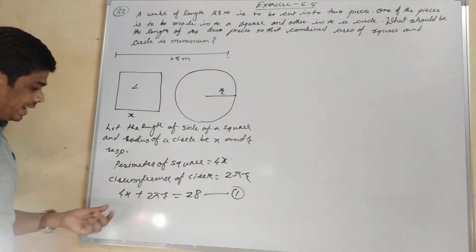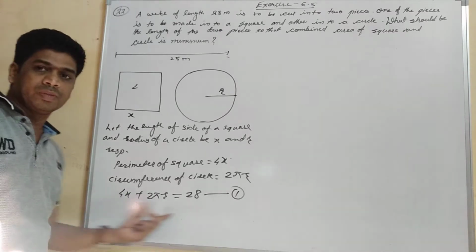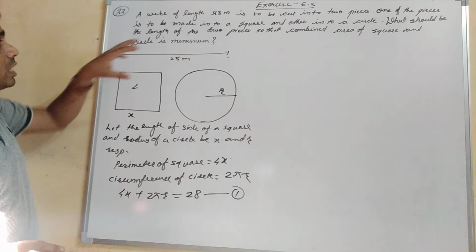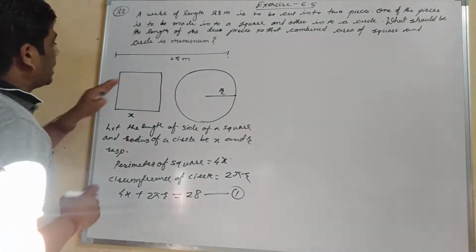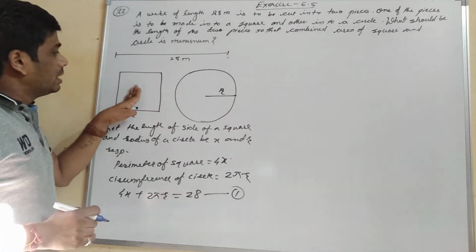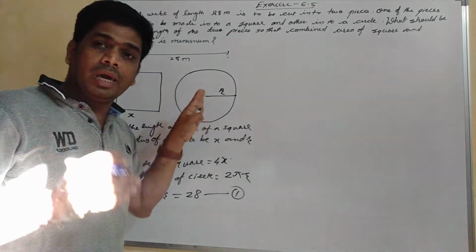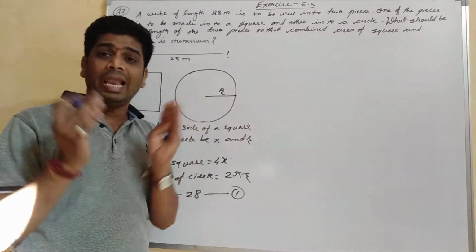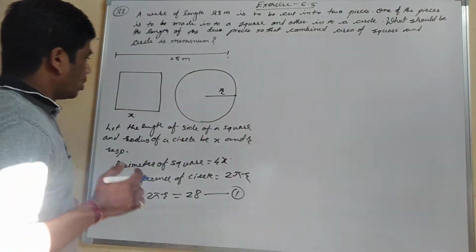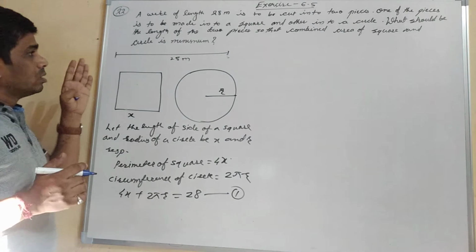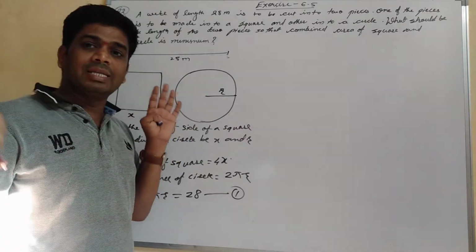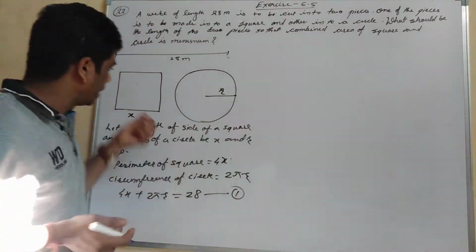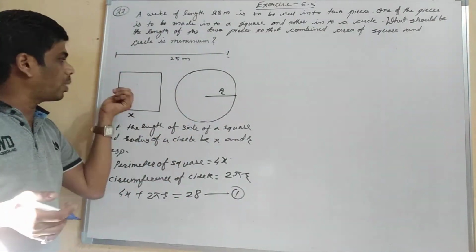Now you can find the value of either x or r from this equation, so that we can make the next equation. The combined area of the square and circle should be minimum. So what will be the length of both the pieces so that the combined area of both circle and square will be minimum? For that we require the area of the square and circle.